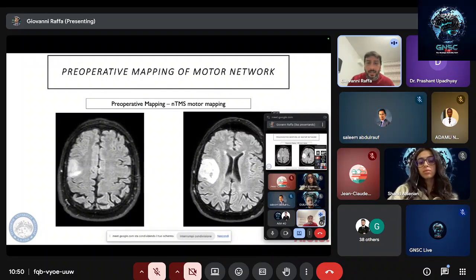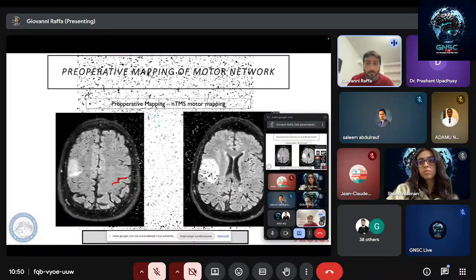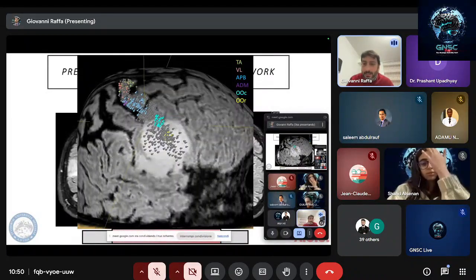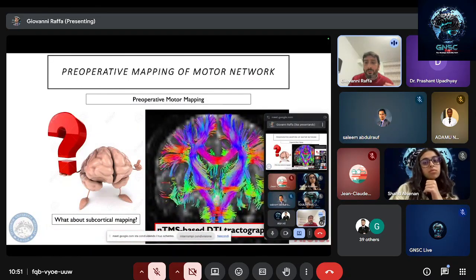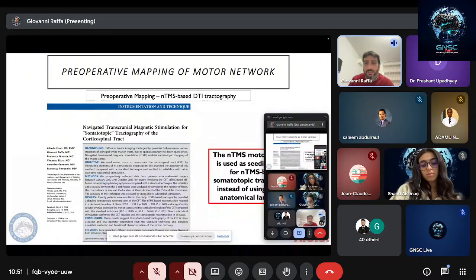This is another case, again, two slices from the same patient. Here, probably the omega sign. On the affected hemisphere, the lesion seems to involve the M1, and in the end, our mapping showed that the lesion is infiltrating the cortical representation of the face muscle. So the lesion is involving the motor cortex, and the risk for surgery is very high. But of course, this kind of information is not enough when we have to plan our surgery, because we need to know some information also about the subcortical structures, just to preserve them.